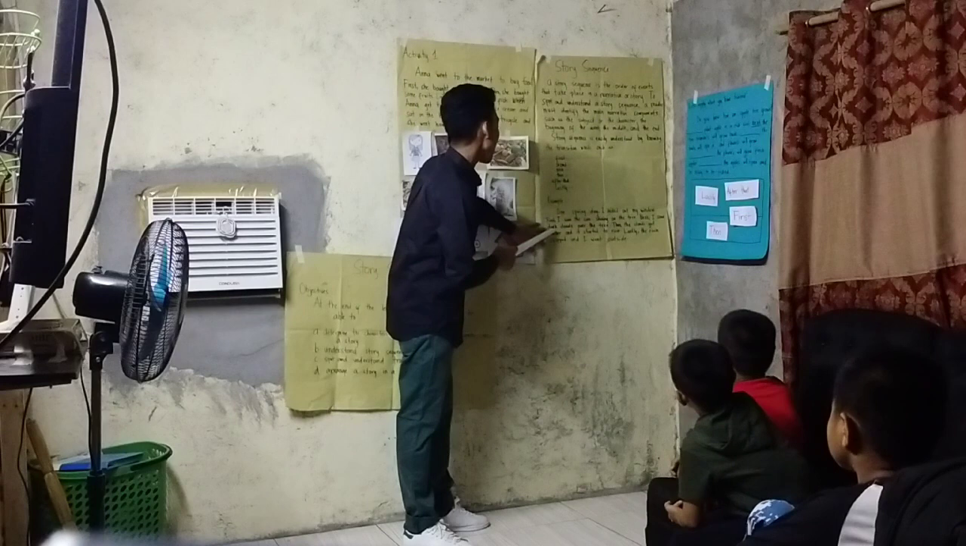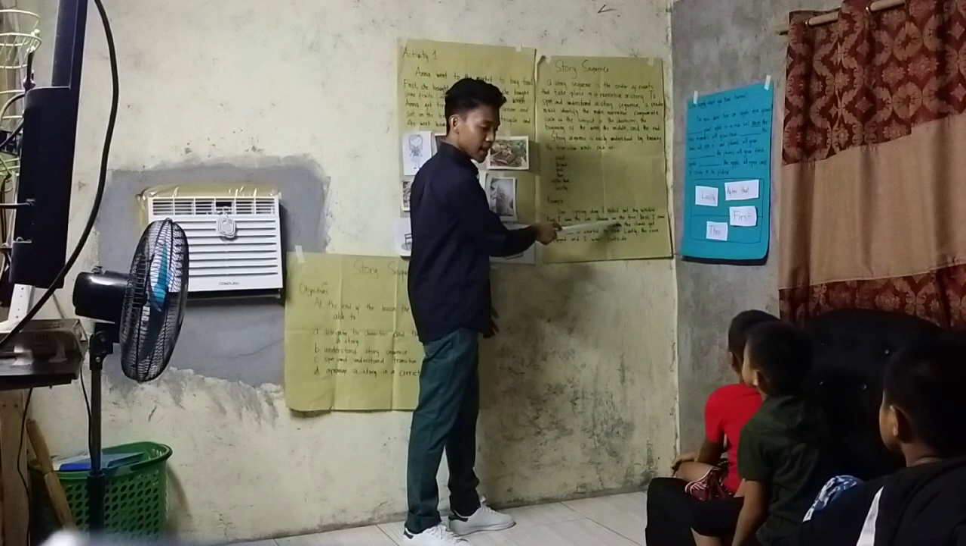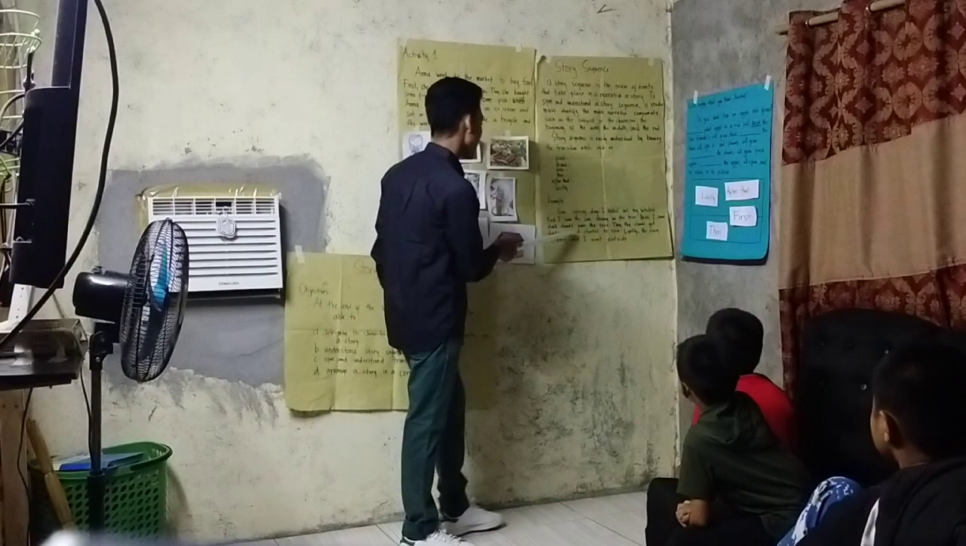I saw the clouds behind the tree. Okay, there are clouds. And then, our next transition word is "then." So, then, the clouds get darker and it started to rain. What does it mean? It rained.